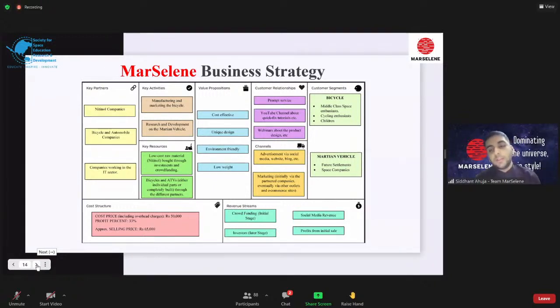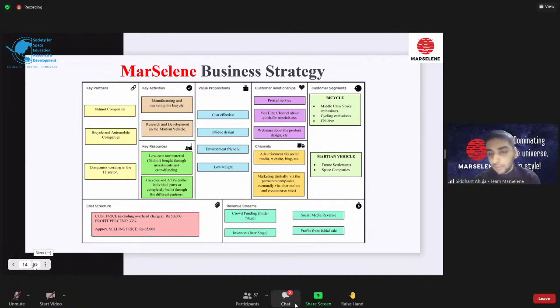The key partners. Marceline wishes to partner with companies that produce the raw material for the vehicles. That is, nitinol manufacturing plants, automobile manufacturing plants, etc. Key activities: manufacturing the vehicles, the ATVs and the bicycles, and constantly researching new technology and developing new designs. Key resources: nitinol, automobiles, either completely built or individual parts of the same, along with the location for the warehouse, are the key resources required for building the product.